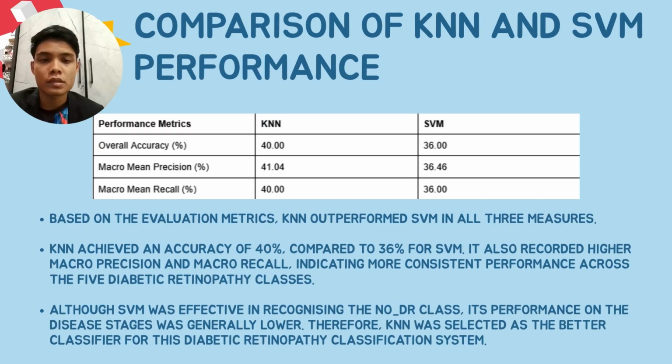Now we go to the comparison of KNN and SVM performance. Based on the evaluation metrics, KNN outperformed SVM in all three measures. KNN achieved an accuracy of 40% compared to 36% for SVM. Although SVM was effective in recognizing the no-DR class, its performance on the disease stages was generally lower. Therefore, KNN was selected as the better classifier for this diabetic retinopathy classification system.